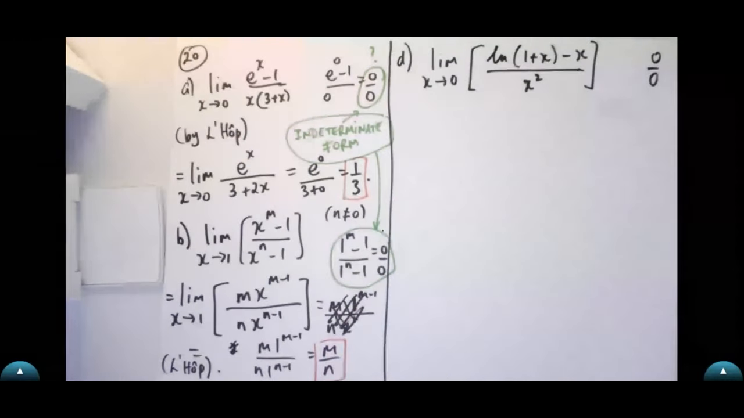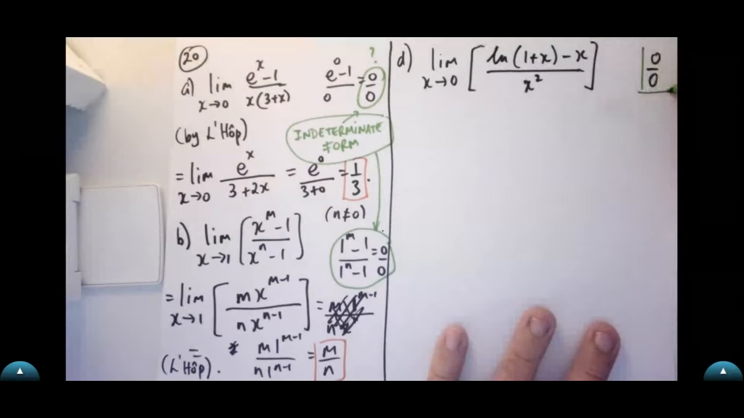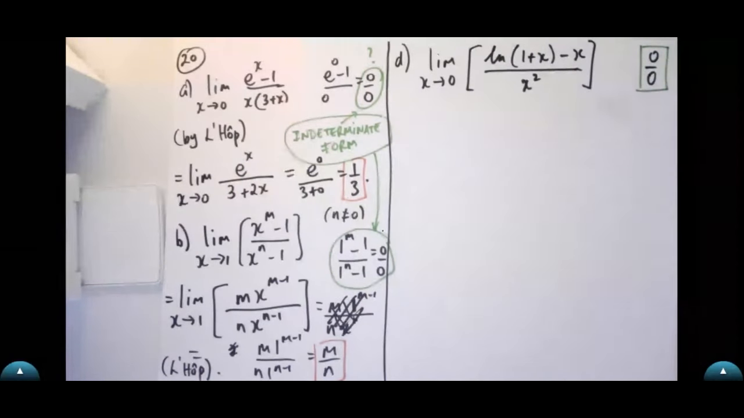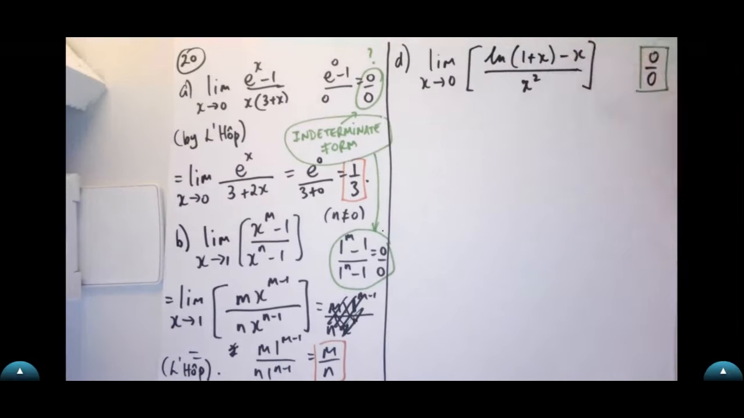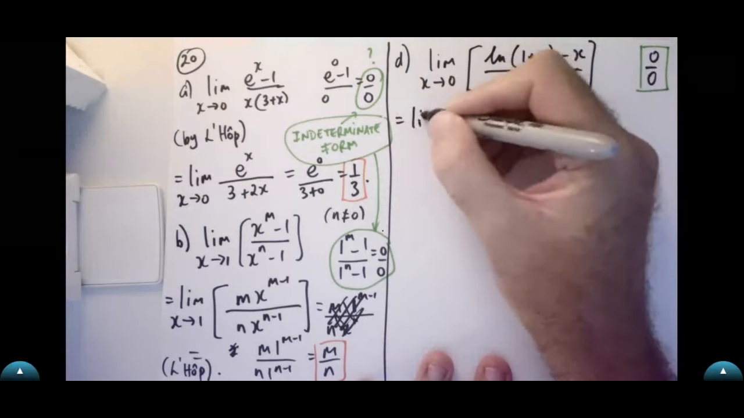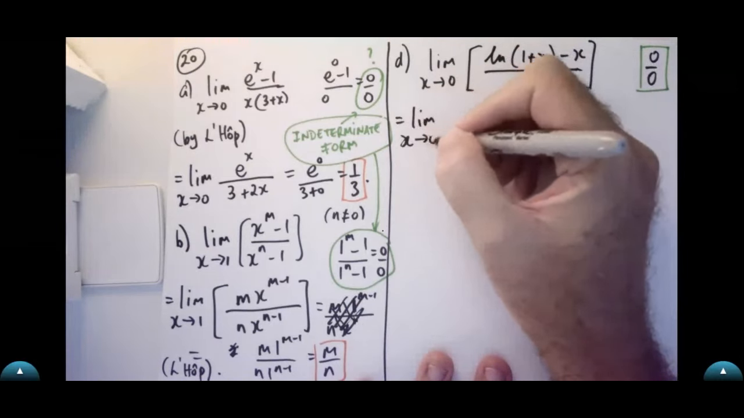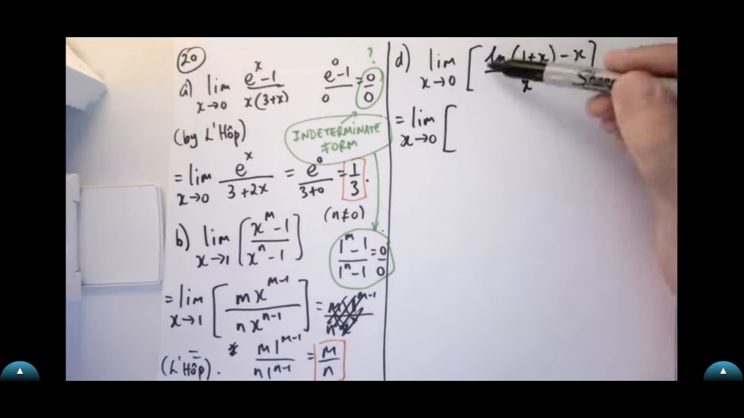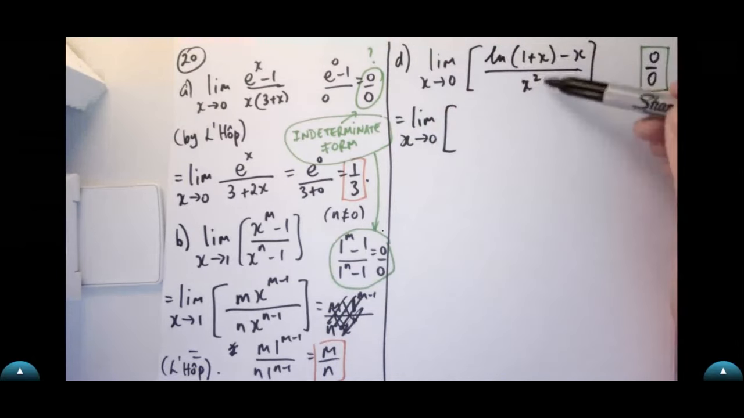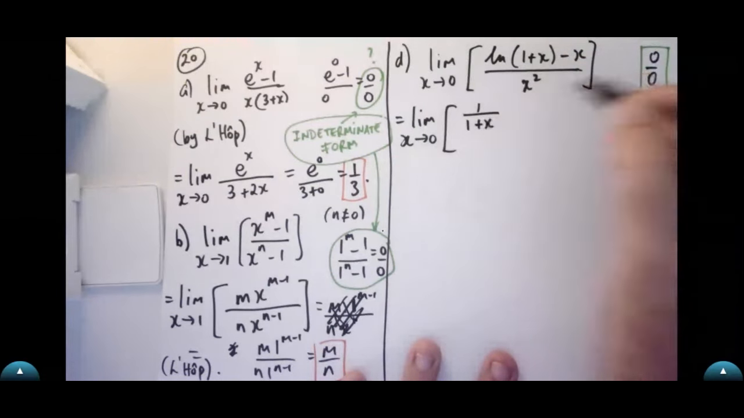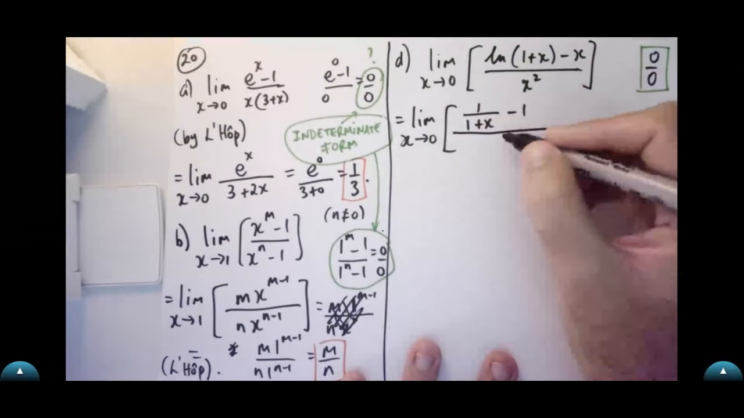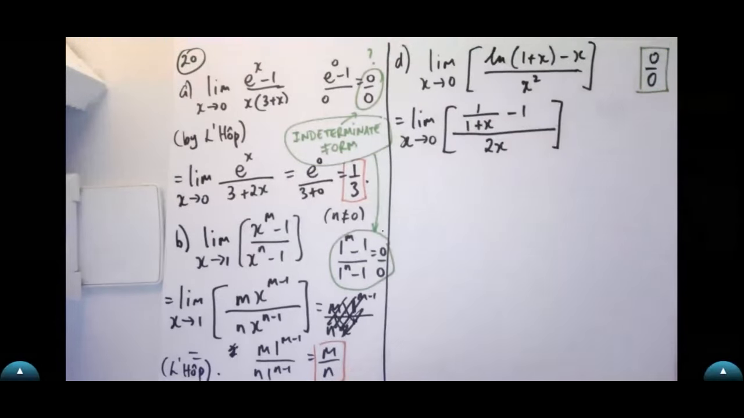So again, that is an indeterminate form. Okay, if I put in x equals 0 there, I get natural log of 1, which is 0, minus 0 all over 0 squared. Okay, so let's apply L'Hopital's rule. So we differentiate the top part and we differentiate the bottom part. If I differentiate the top, it's going to be something like this. And if I differentiate the bottom, it's going to be something like this.